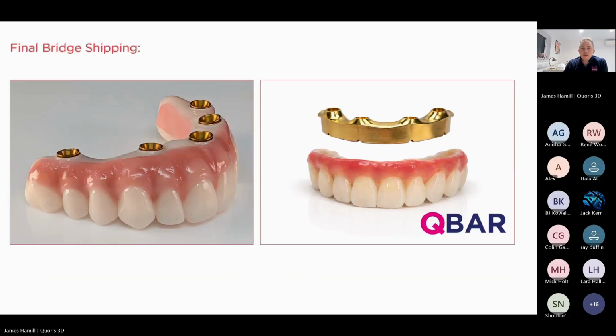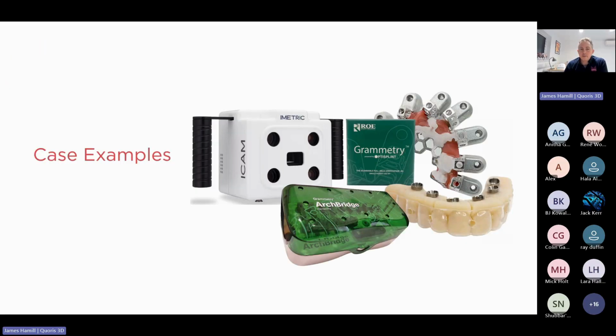Once we've got through the potential try-in, although as I've said, in most cases we don't need to do that depending on the records, here you have a final zirconia bridge on the left-hand side, a monolithic zirconia bridge with the passive tie bases, or you can have a Q bar within your bridge if that's what you wish. So there are some options when you come to the end.